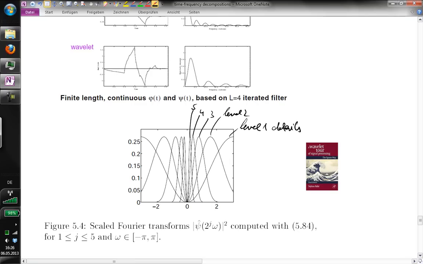Of course, this works for a signal that has more than 8 samples, because with 8 samples at level 3, I've already exhausted my signal. And not shown here, look at this gap here in the transfer functions, is the approximation or the low pass result that we keep at the end. All these details plus the approximation, taken together, must sum up to 1.